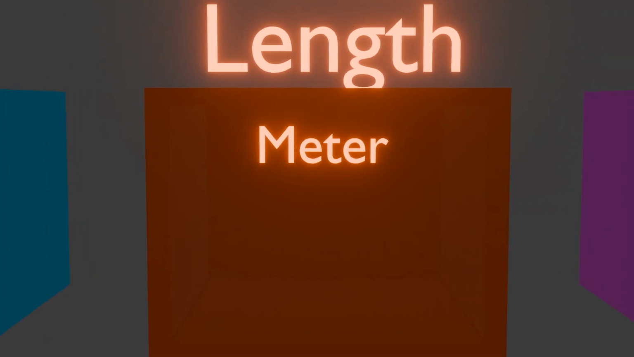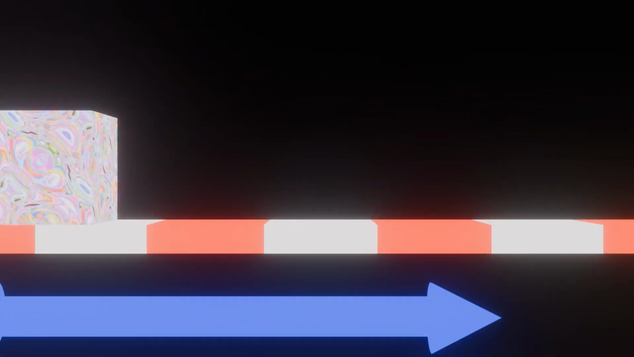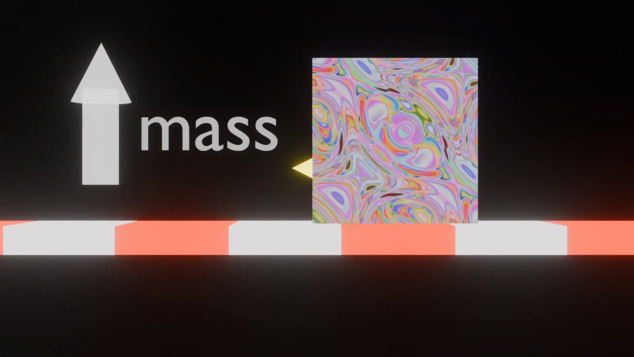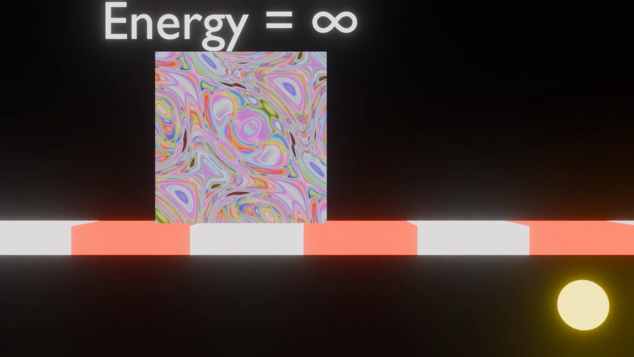Next, length and the meter. The speed of light is the fastest any object with a non-negative mass can travel. It is, so to say, the speed limit of the universe. In order to move something, you need energy. The more mass an object has, the more energy you need to move it. But photons, that is the particles of light here at the bottom, have 0 mass.